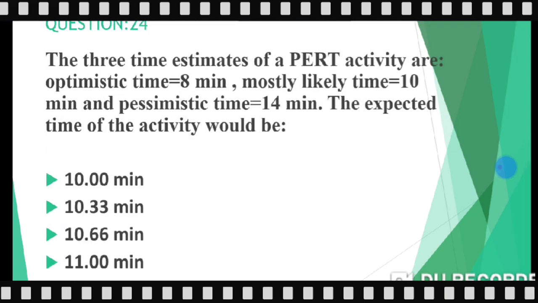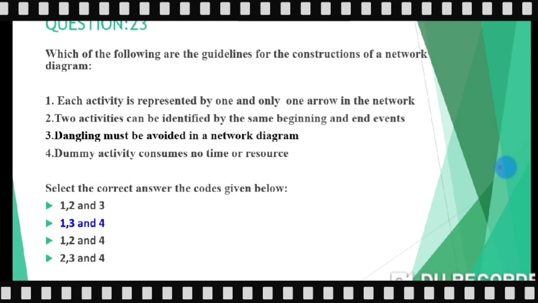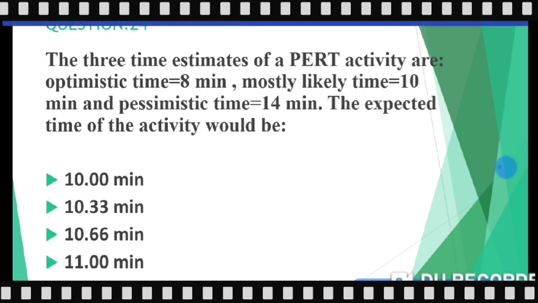Now we can go to the 24th question. The 3 time estimates of a PERT activity are optimistic time, most likely time, and pessimistic time. All the three times are given to you. We need to calculate the expected time of the activity, TE.